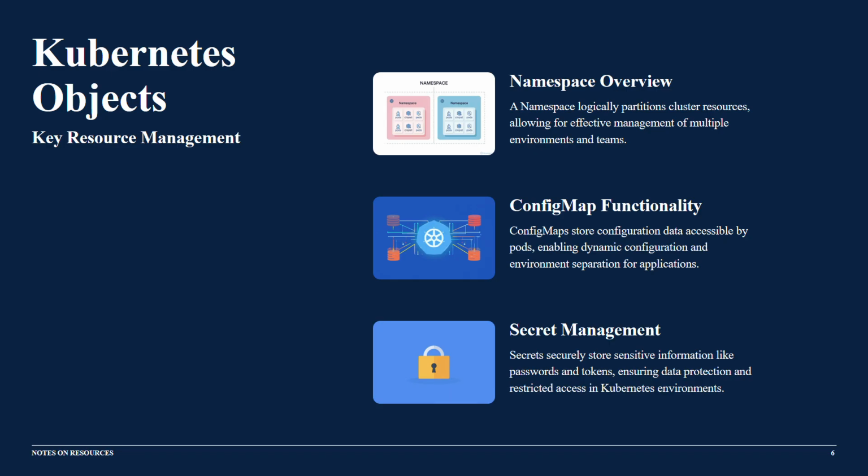ConfigMap functionality. ConfigMaps store configuration data accessible by pods, enabling dynamic configurations and environment separation for applications. Secret management. Securely store sensitive information like passwords and tokens, ensuring data protection and restricted access in Kubernetes environments.